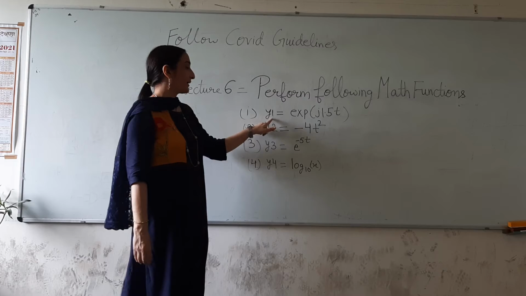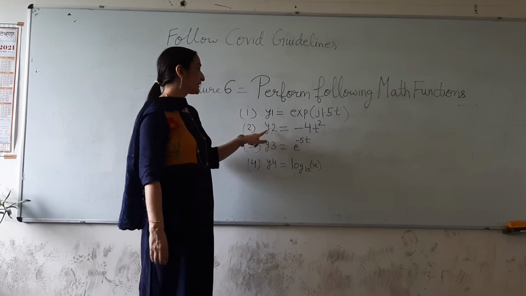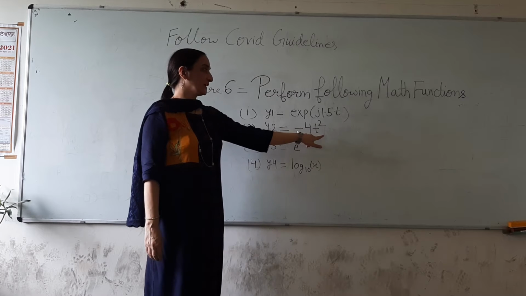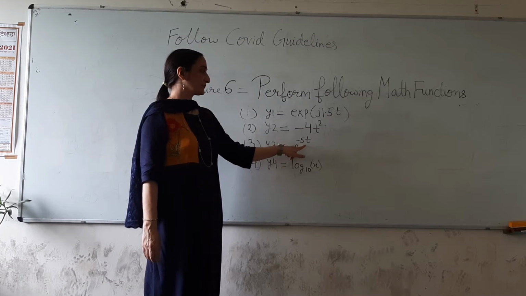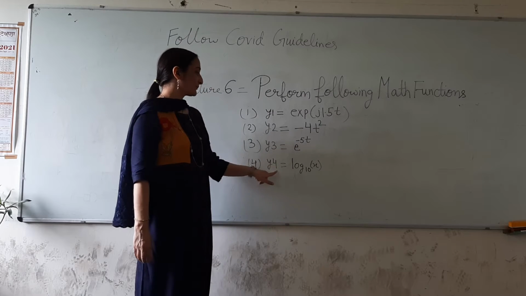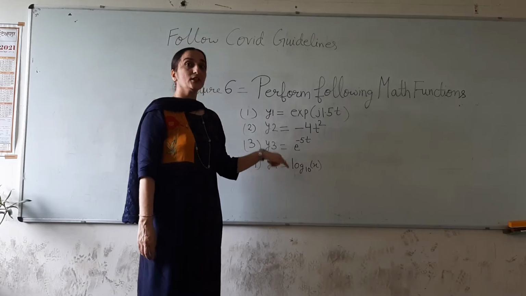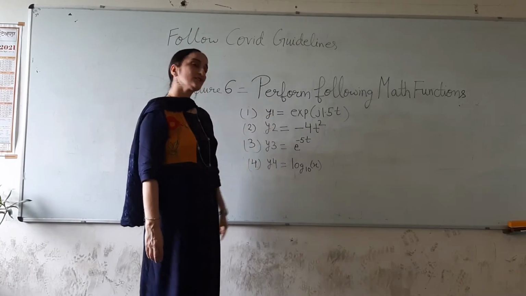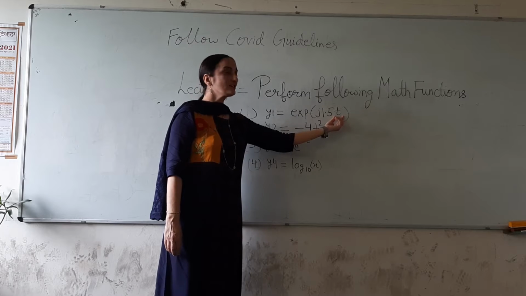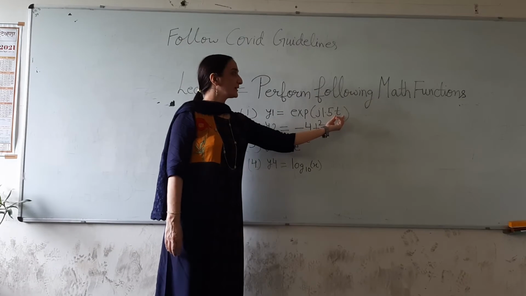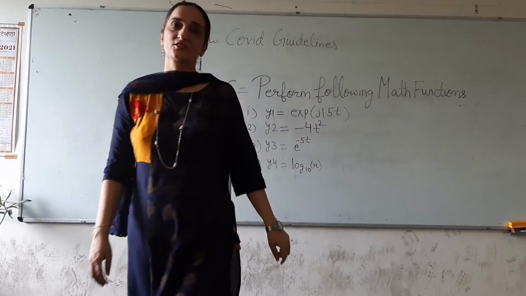First one, y1 is e raised to the power j 1.5t. Second is y2 is minus 4t square. Third is y3 is e raised to the power minus 5t. Fourth is y4 is log 10x. So we have to generate the plot for all these functions for different values of this input variable. Either name it as t or name it as x. So let's start.